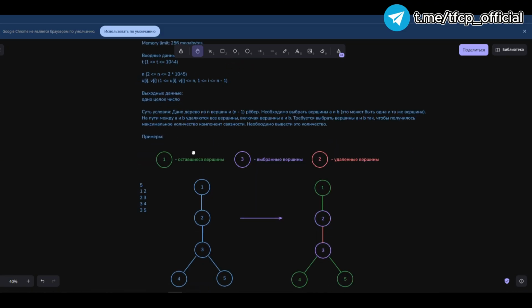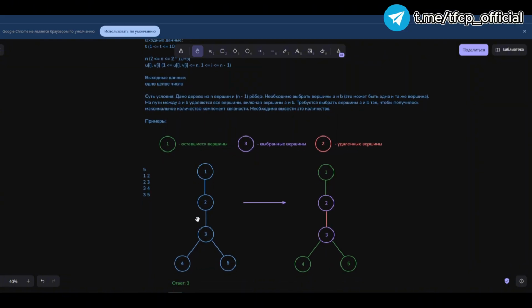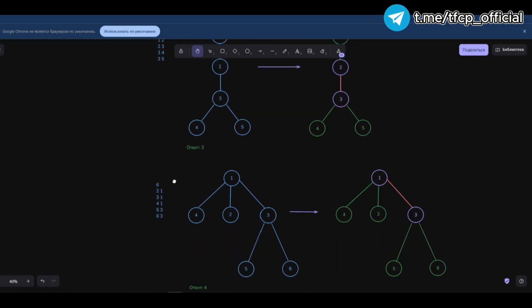So let's go through some examples. Let's say we have a tree that looks like a bamboo with a small branch. Here are the designations: the green ones are the vertices that remain after removing the path, the purple ones are the vertices that we choose, these will be A and B, and the red ones indicate what is removed, connected to the purple ones. For such a tree, the optimal way is to remove everything between vertices 3 and 2, including the vertices themselves. The three components will be vertex 4, vertex 5, and vertex 1. So there will be three.